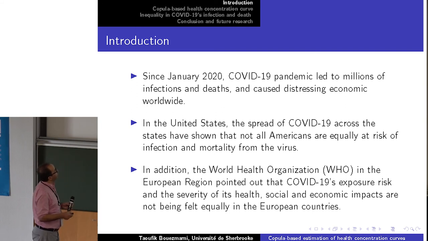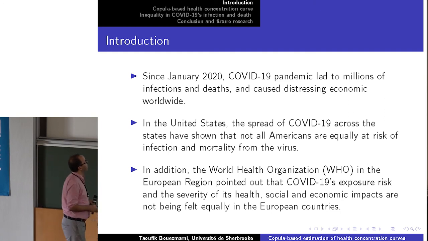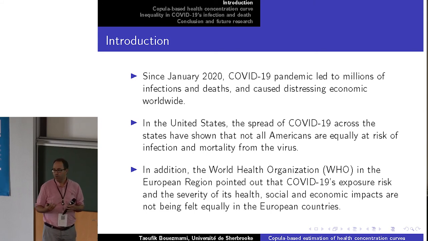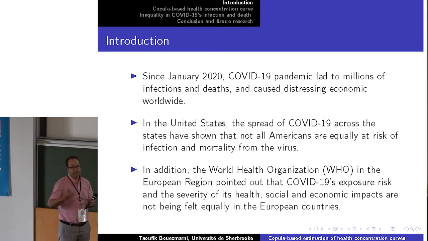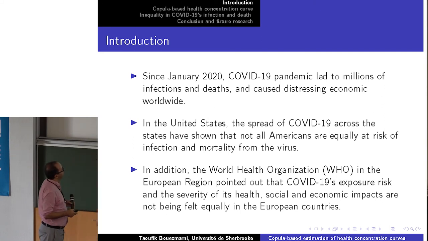So again, why we are looking at these measures, in particular to use them to look at COVID cases, is because of what we just lived, and we are still living, this COVID pandemic. It led to millions of infections and deaths, as we all know. But there is also an increasing interest to understand how people of different socioeconomic levels are affected by COVID infection and death. So whether there is some sort of inequality in the way that COVID affects people depending on their socioeconomic level, and of course, if that's the case, how we should deal with that. That's a policymaker issue.